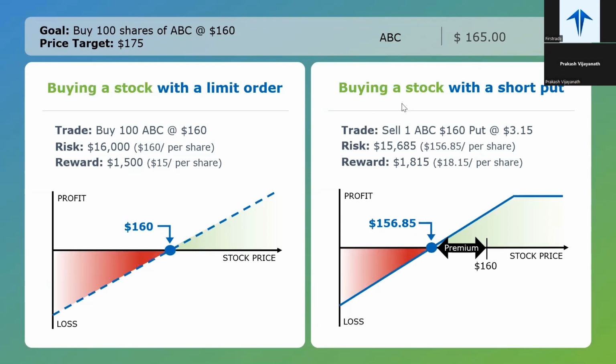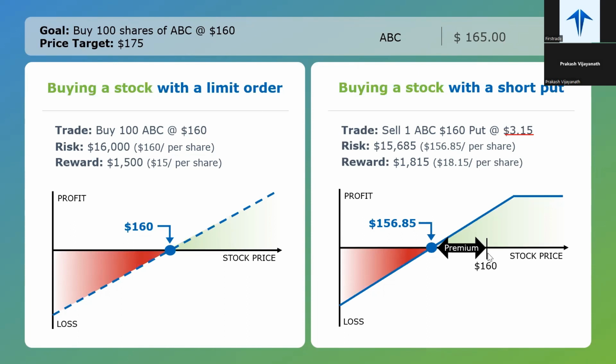However, when it comes to using a cash secured put strategy, the trade here would be to sell one ABC 160 strike put option, and you receive a premium in doing so, which in this case, for example, is $3.15. Your risk is therefore reduced because that premium is on a per share basis, and you receive $315 in total, so your overall risk has been reduced by $315 from $16,000 to $15,685. Your reward has been increased because, remember, you still want to sell those shares at 175, and because your break even has been reduced, there is more room for this rally to 175, and therefore your reward becomes $18.15 per share, or $1,815 in total.